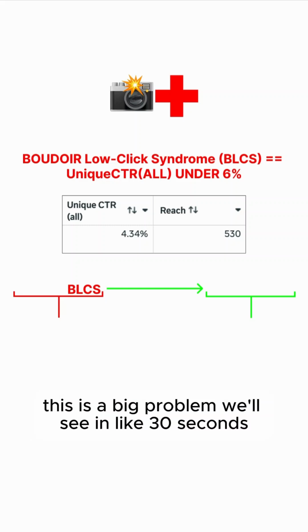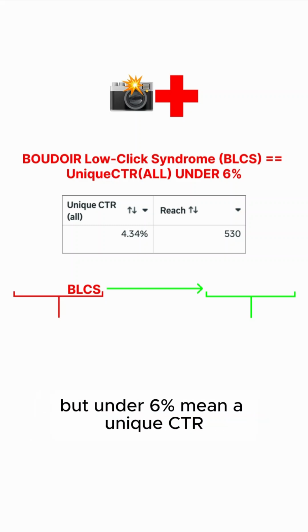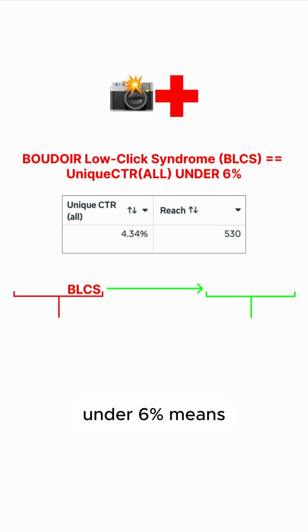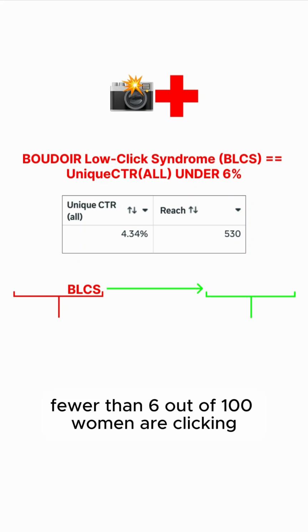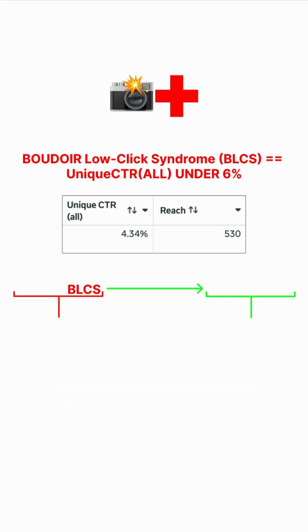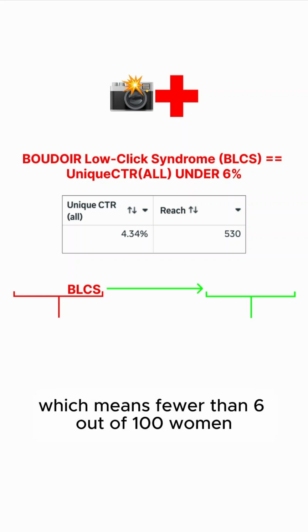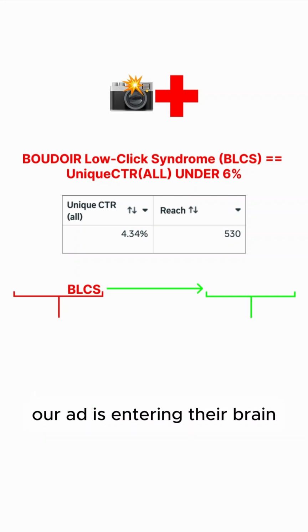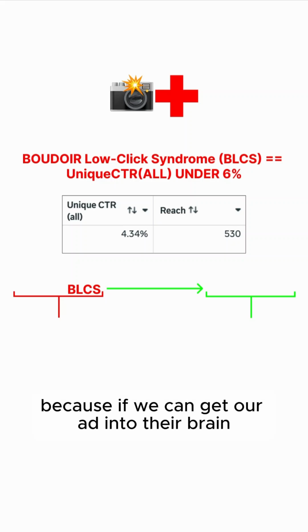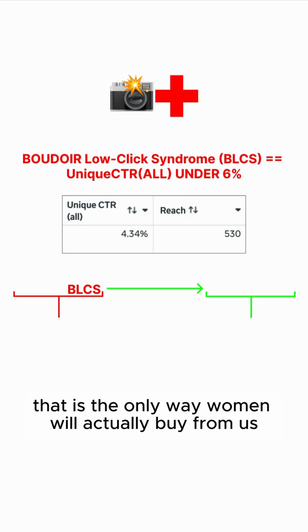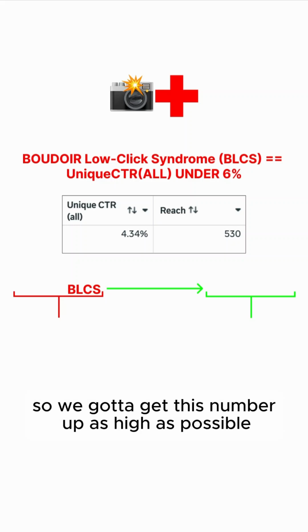This is a big problem, as we'll see in like 30 seconds. Under 6% unique CTR means fewer than 6 out of 100 women are clicking anywhere on our ad, which means fewer than 6 out of 100 women our ad is entering their brain. And we care about that because if we can get our ad into their brain, that is the only way women will actually buy from us. So we've got to get this number up as high as possible.